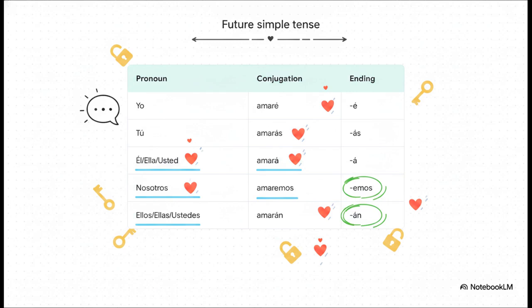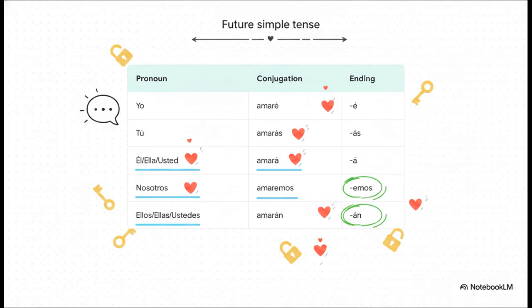For él, ella, or usted, he, she, or you formal, we add á, amará. For nosotros, meaning we, we add emos, amaremos, we will love. And for ellos, ellas, or ustedes, meaning they or you all, we add án, amarán.